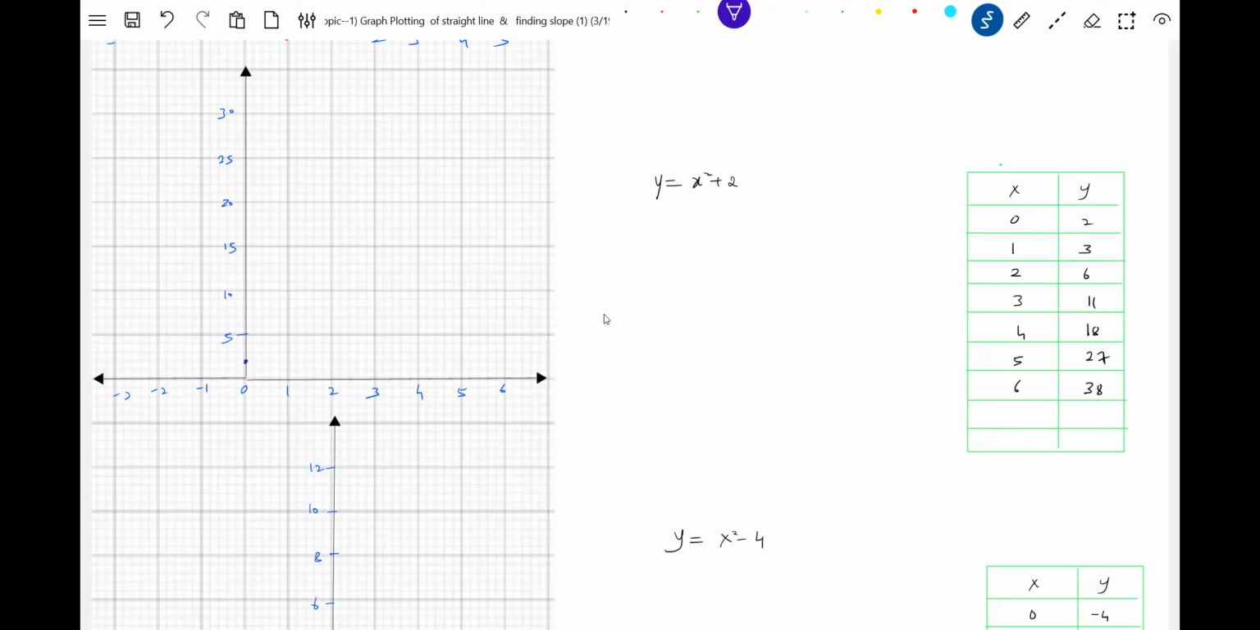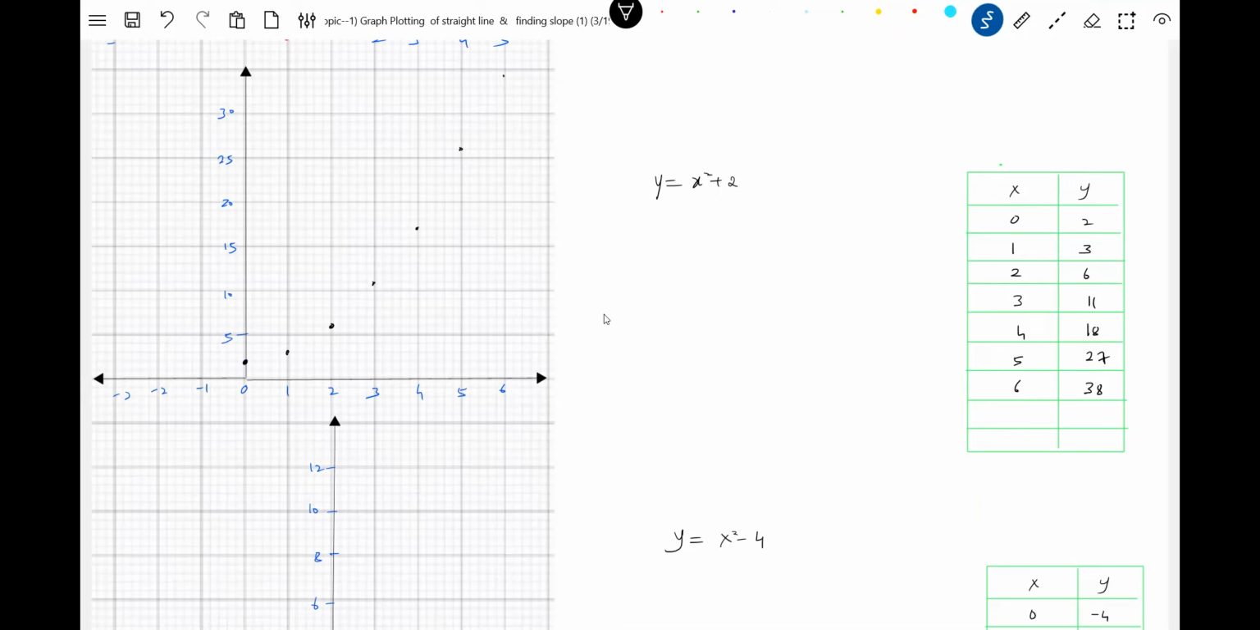I'll represent it here in some other color. Black color we'll choose. X equal to 0, it will be 2. X equal to 1, it will be 3. X equal to 2, it will be 6. X equal to 3, it will be 11. X equal to 4, it will be 18. X equal to 5, it will be 27. X equal to 6, it will be 38.